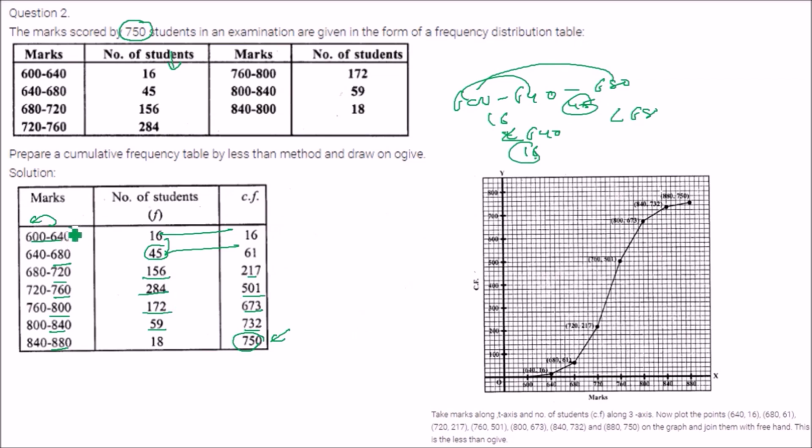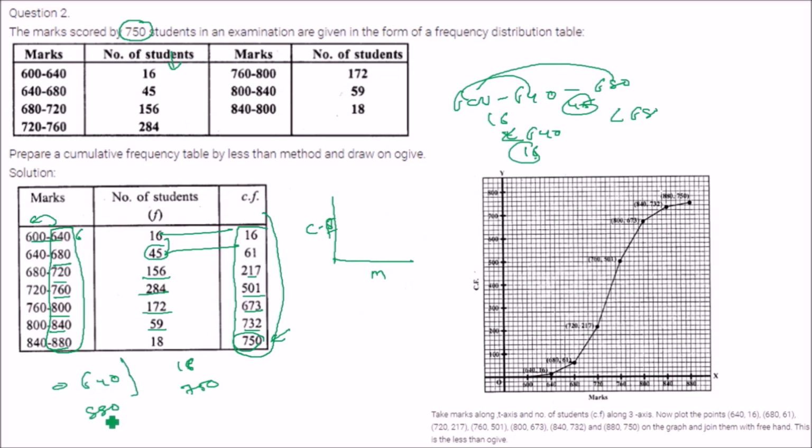Then what we have to do here is take this as the x-axis and this as the y-axis. As I told you, on the y-axis we always take the cumulative frequency, and the observation, here marks, on the x-axis. Now what is the minimum level? The minimum is 640 and the maximum is 880. Here we have minimum 16 and maximum 750. So we can start from 0 for this one, and go up to 880. The differences are 40, so we can go up to 900.